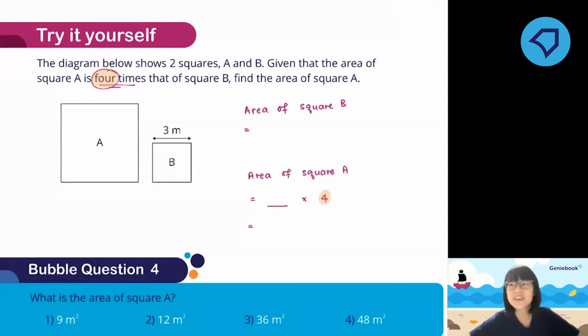Julia, do you know where you went wrong? Well done, Eden. Okay, all right, for those of you who are experiencing technical difficulties, please try to rejoin the lesson again. Do you know where you went wrong? Is it the multiplication error?